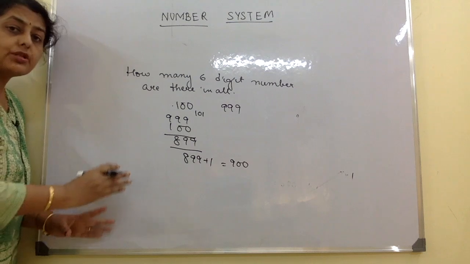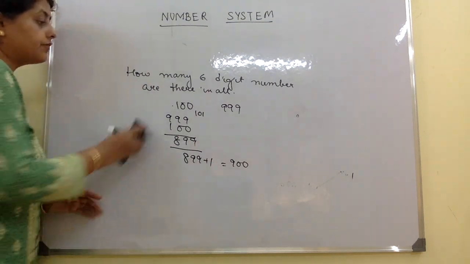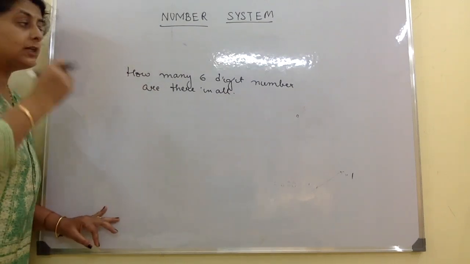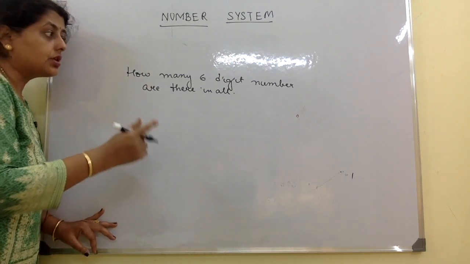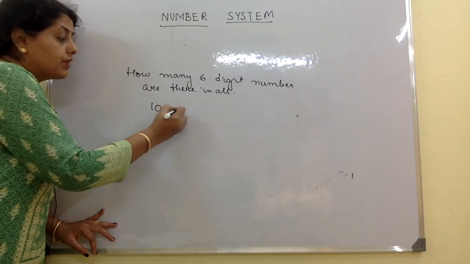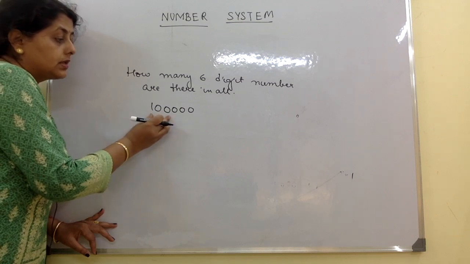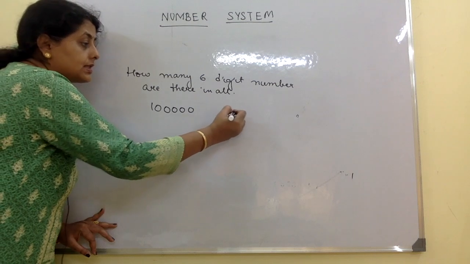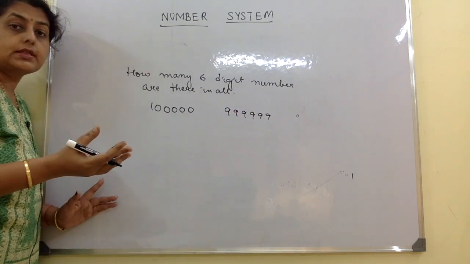Now this same concept I am going to apply for 6 digits. It is going to be exactly the same. That is why I taught you one small one first, because when it comes to 6 digits you might get a little confused. So the smallest 6-digit number is 1 and 5 zeros. That makes 1 lakh. And the largest 6-digit number is 6 nines.